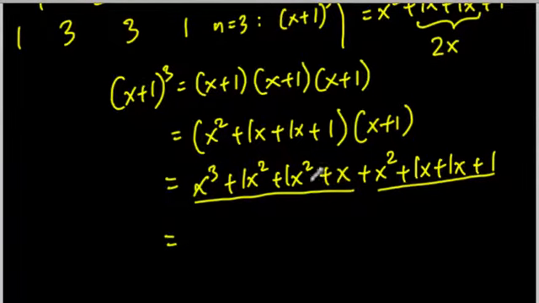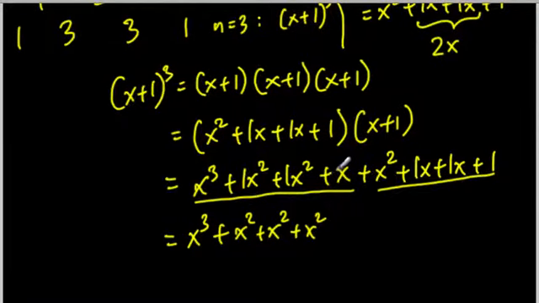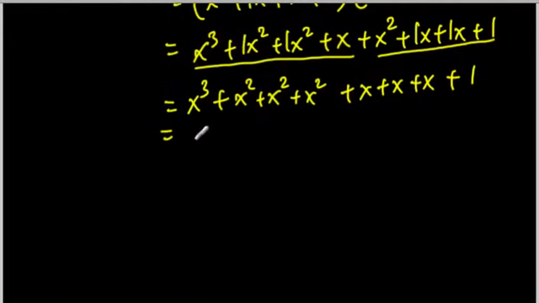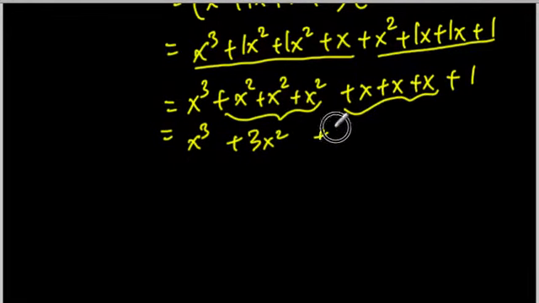So if we collect the like terms, we get x cubed, and then we see that we have 3x squared. So I'm just going to write x squared plus x squared plus x squared. And then we see that we have 3 x's, so we have plus x plus x plus x plus 1. And so if I scroll down just a little bit more, what I get is x cubed. There are 3 of them, so I have 3x squared. There are 3 of them here, so I get 3x plus 1.